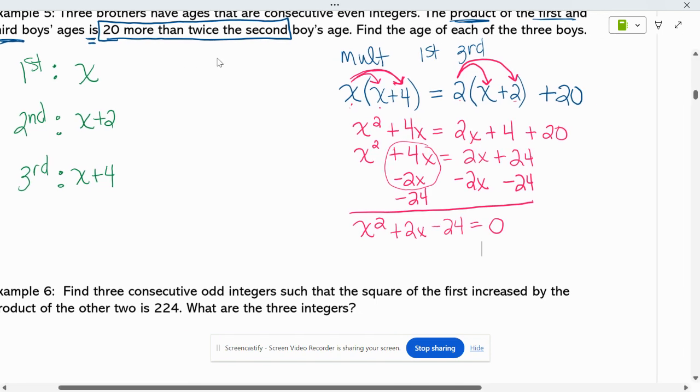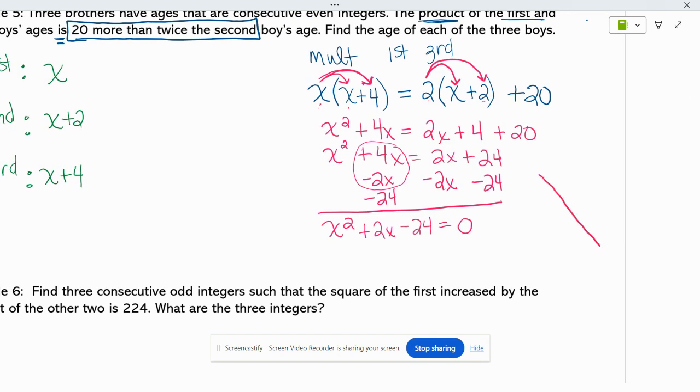All right, Aiden, what am I looking for? Two numbers that multiply to what and add to what? Perfect. Do you know two numbers that multiply to negative 24 and add to 2, Aiden? No? Braden, do you know two numbers that multiply to negative 24 that add to 2? Negative 4 and positive 6.